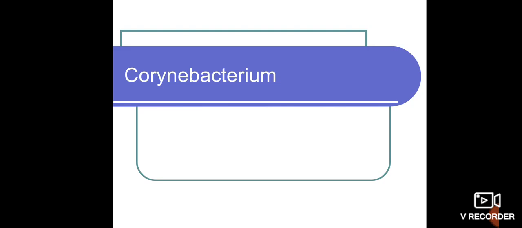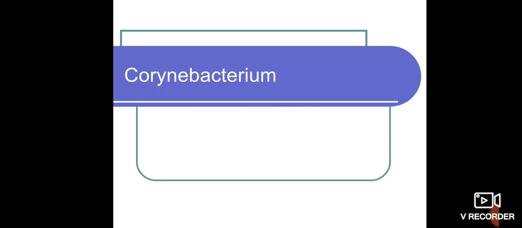Good morning all. Today I am taking a lecture on Corynebacterium. Corynebacterium is a genus that contains different species, that is diphtheriae and some others that are called the diphtheroids. Diphtheroids are saprophytes, but Corynebacterium diphtheriae is the causative agent of diphtheria.